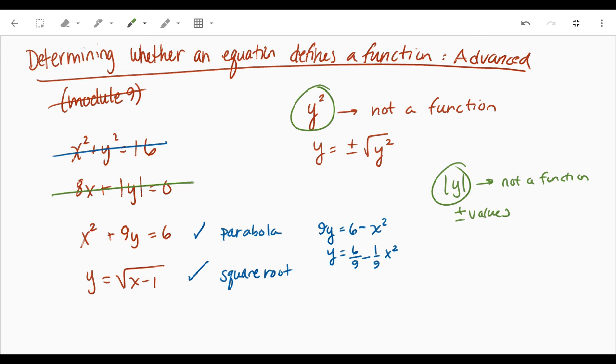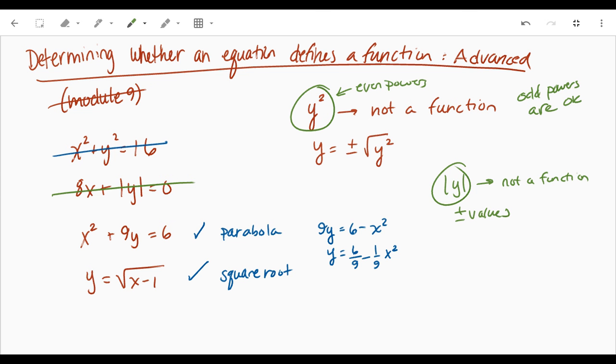Let me just take a quick peek here at another problem. Absolute value of x is okay. Y cubed is actually okay because odd powers are okay, because there's only one value of y that would work. Positive and negative aren't interchangeable with odd powers, but any even powers are not. Okay, and I think that should cover it for what they're going to throw at you there.